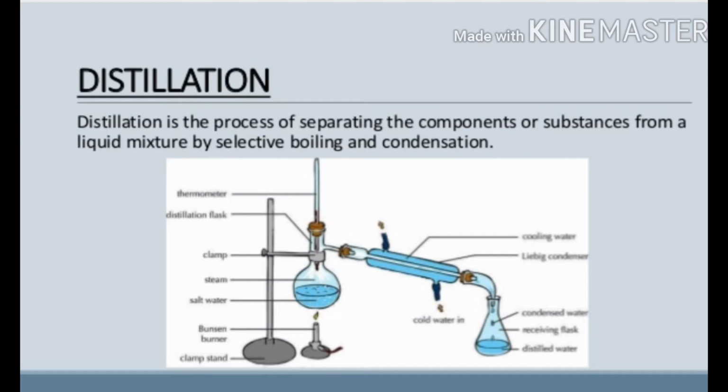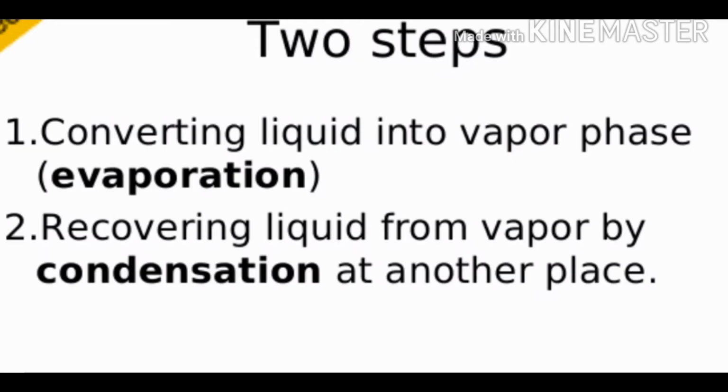Distillation is the process of separating the components or substances from a liquid mixture by selective boiling and condensation. The process of obtaining a pure liquid from a solution is known as simple distillation. This simple distillation involves two steps: converting the liquid into vapor phase, that is evaporation, and recovering the liquid from the vapor by condensation at another place. So distillation equals evaporation plus condensation. Here we have two steps.